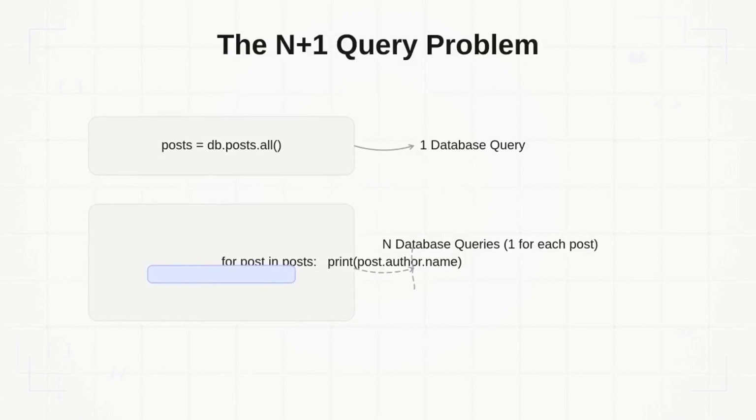Imagine fetching 100 blog posts, and for each post, you want to display the author's name. The ORM first issues one query to get the 100 posts. Then, as you loop through them and access the post.author property, the ORM, trying to be helpful, lazily fires off a new database query for each and every post to get its author. The result? One query for the posts plus 100 more queries for the authors. That's 101 round trips to your database for what should have been a single simple operation.